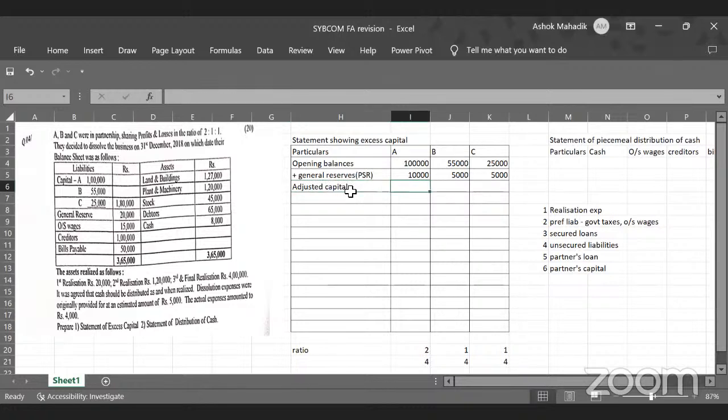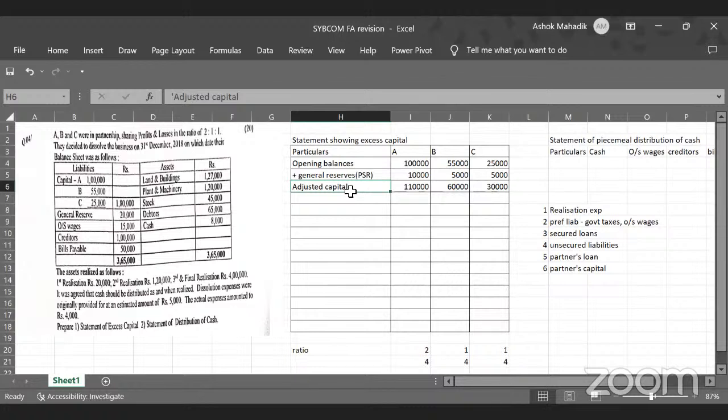Clear? So adjusted capital will be 1,10,000 for A, 60,000 for B, and 30,000 for C. Clear? This is adjusted capital. Okay, students. Now sometimes, very important, pay attention. Sometimes the P&L account is given on the asset side. When the P&L account appears on the asset side, it is a loss. So you have to subtract that instead of adding after general reserve. You have to subtract it in PSR again. Then you'll get adjusted capital.